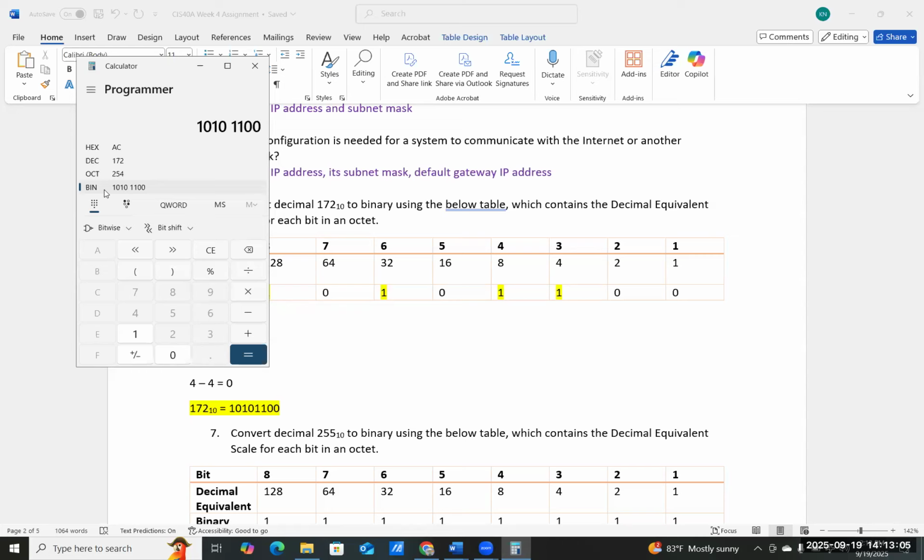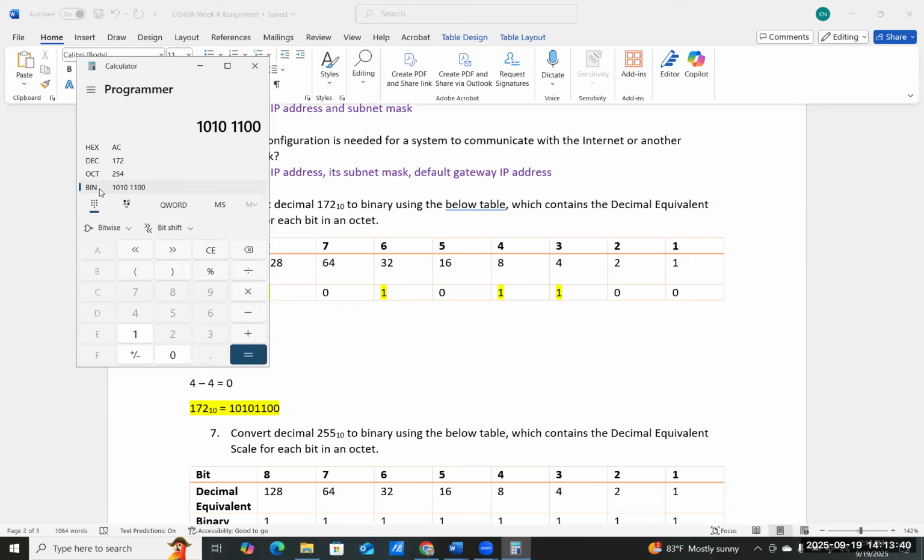So how do I enter this? Let me clear it. You click DEC for decimal. You type in 172, and then you click bin, and you have your result. And that's a programmer mode on the calculator. And you can see there's octal, there's hexadecimal, right? Your MAC address, and memory addresses also are in hexadecimal. And we'll talk about IPv6, it is hexadecimal.